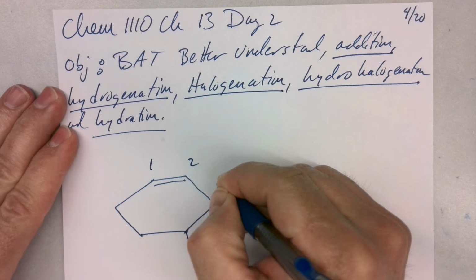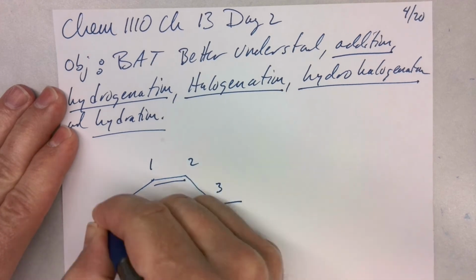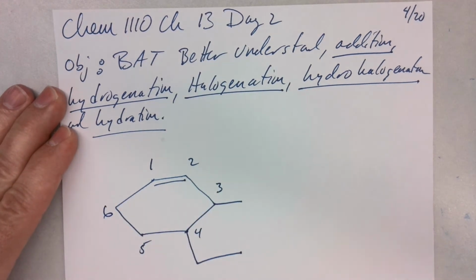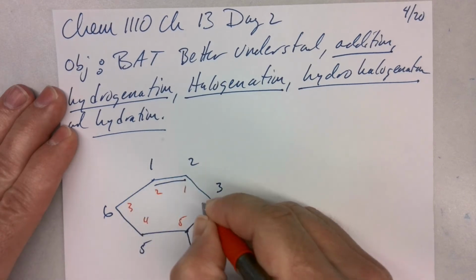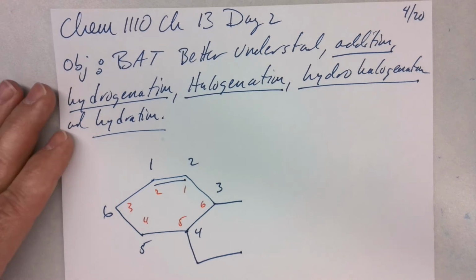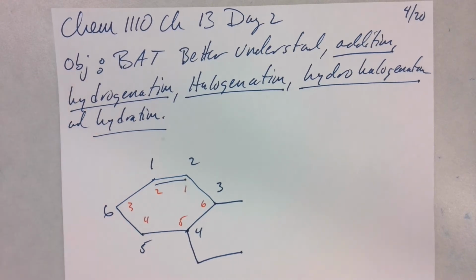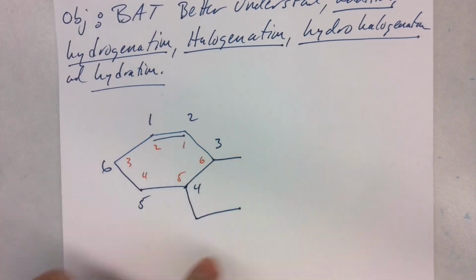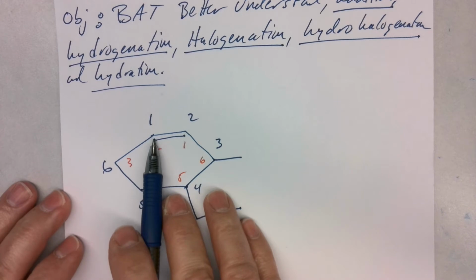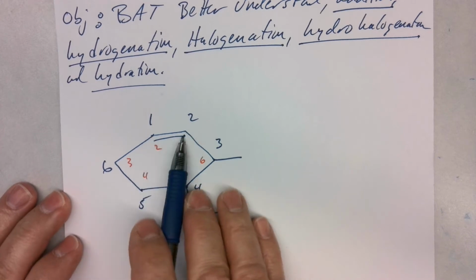I've got 1, 2, 3, 4, 5, 6, right? Or I have 1, 2, 3, 4, 5, 6, right? Now, when I do this, which one is going to give me the lowest sum? The red numbers or the blue numbers? Blue. The blue numbers, right? Now, because I always start with the double bond, I won't need to signify where this is at, right?